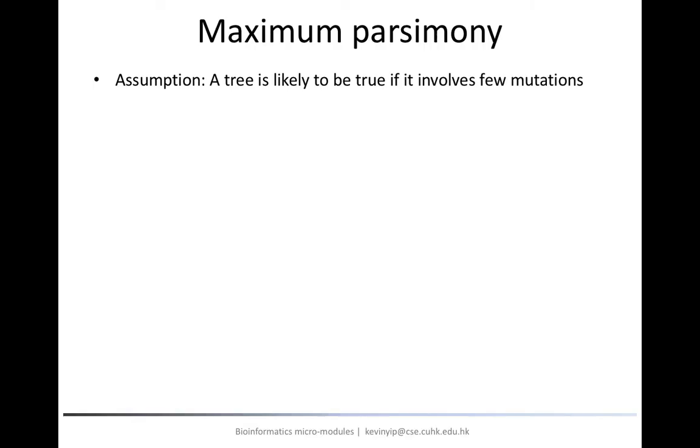The term maximum parsimony means that we want to find a tree that can match the input sequences with the smallest number of mutations. In this approach, a tree is assumed to be more likely to reflect the actual evolutionary events if it involves fewer mutations. There are two main reasons for this assumption.